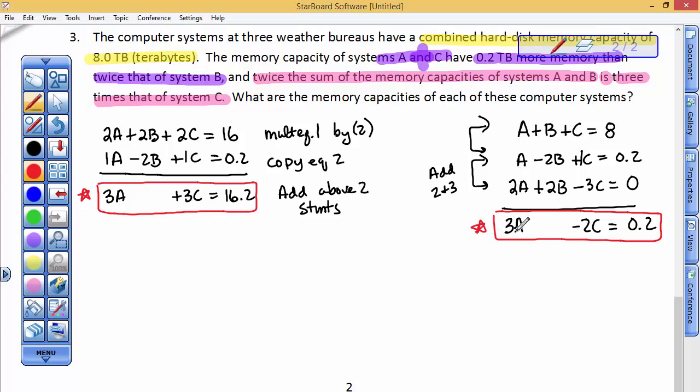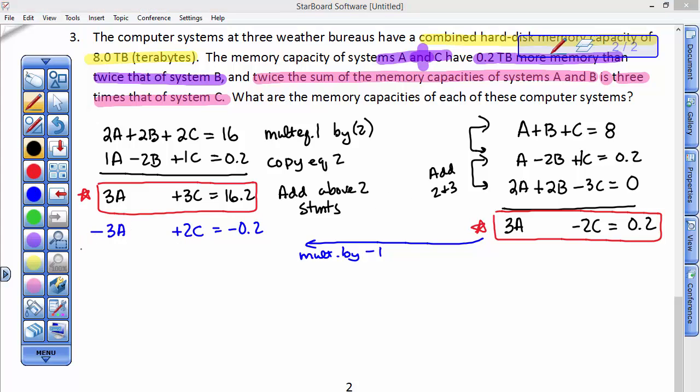So what if I take this statement over here, and what if I multiply that by a negative 1? By a negative 1. So this 3A will become a minus 3A. This minus 2C will become a positive 2C. And the 0.2 will become a minus 0.2. And then I'm going to add the above two statements. So the A's cancel. 3C and 2C is 5C, and 16.2 take away 0.2 is 16.